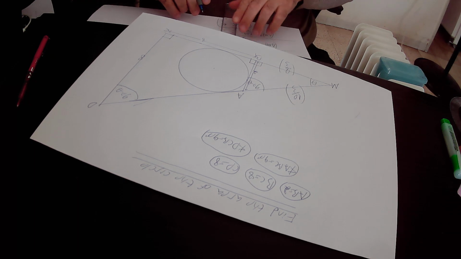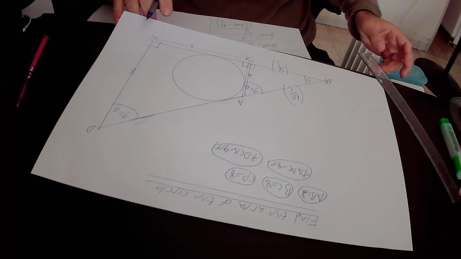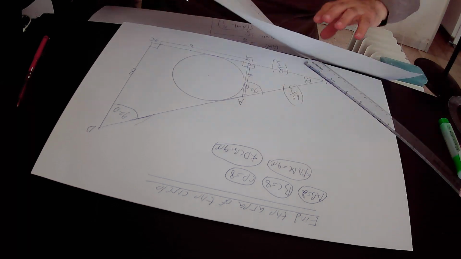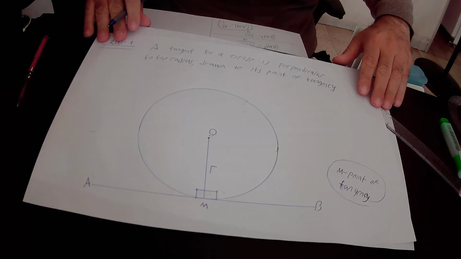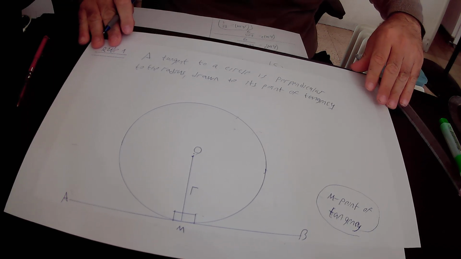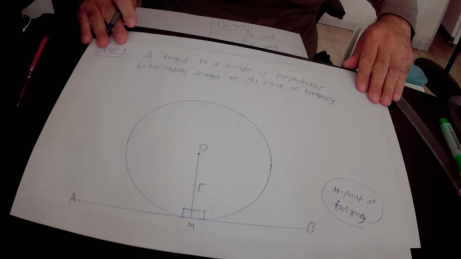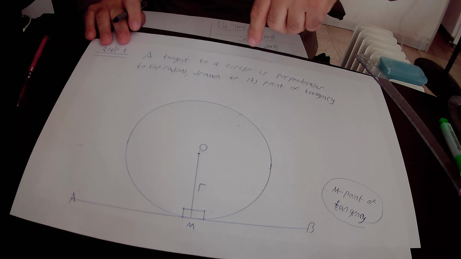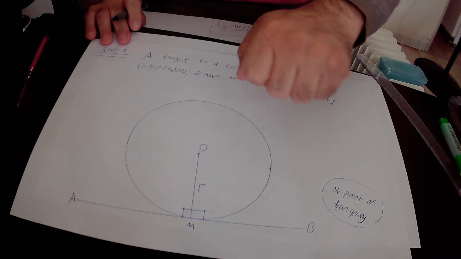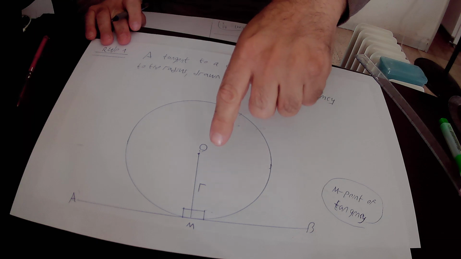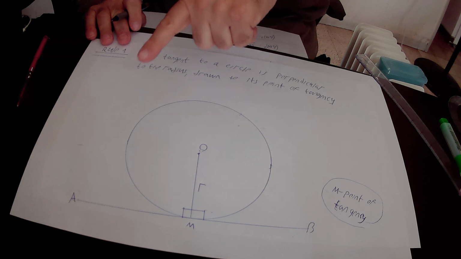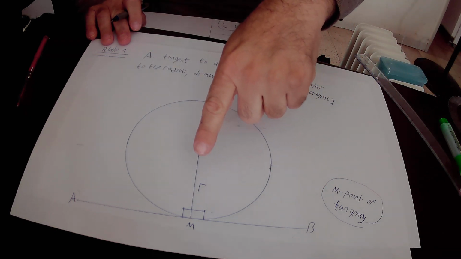In the next step, I will present to you a new rule and we will apply the new rule in our drawing. We have here rule number 1. According to rule number 1, the tangent to a circle is perpendicular to the radius drawn to its point of tangency. Tangent AB is tangent to this circle at point M. Point M is the point of tangency. You have the radius OM drawn to the point of tangency, that is to say drawn to point M. Therefore, according to rule number 1, the tangent AB will be perpendicular to the radius MO.